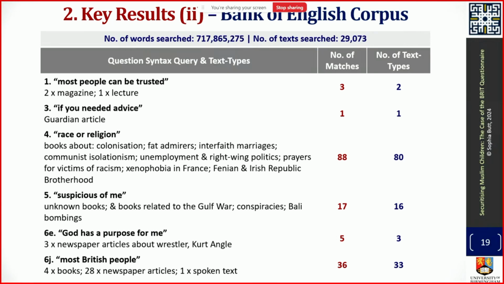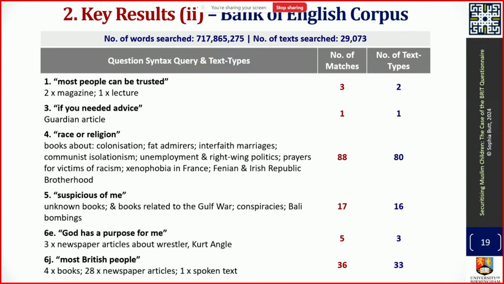The text types were things like books about colonization, fat admirers, interfaith marriages, communist isolationism, unemployment, right-wing politics, prayers for victims of racism, xenophobia, and so on. The phrase suspicious of me occurred 17 times, across 16 text types. These were unknown books, books related to the Gulf War, conspiracy theories, and the Bali bombings. God has a purpose for me. There was a match.